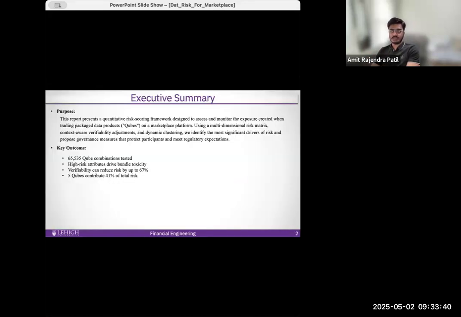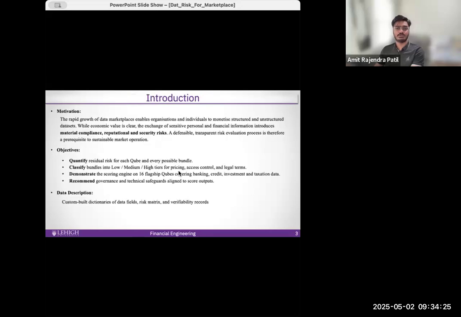Starting with the summary, the core of this project is to build a quantitative framework to score risk within data bundles, which we are calling cubes. I have used more than 65,000 bundle combinations to try to uncover key insights. What is raising the risk score overall, and what is reducing it? What kind of different cubes are giving the risk a high score?